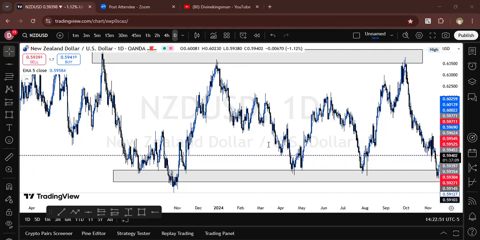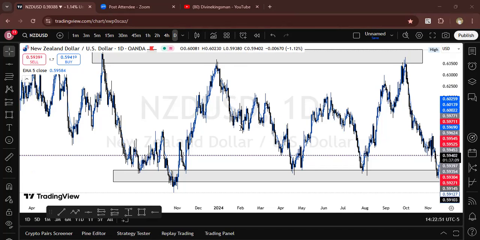Now, this is where you can start seeing multiple confirmations for you to enter a trade. The first thing you want to look out for at key levels is to see what price is doing. What is price doing at this key level? Is it at a support level or a resistance level? What is price doing at this level?